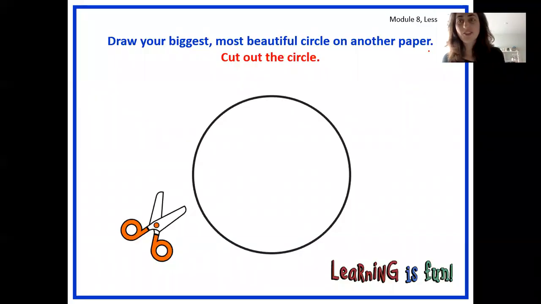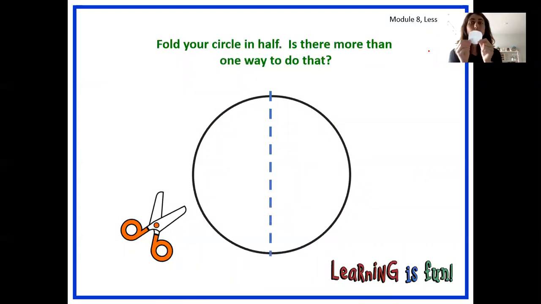Okay, so I hope you've gone and cut out your circle. My circle is a little funky, but it's still a circle. Okay, so now I want you to fold your circle in half. Is there more than one way to do that? Can I do that lots of different ways?